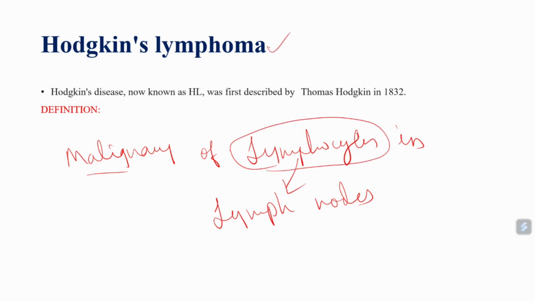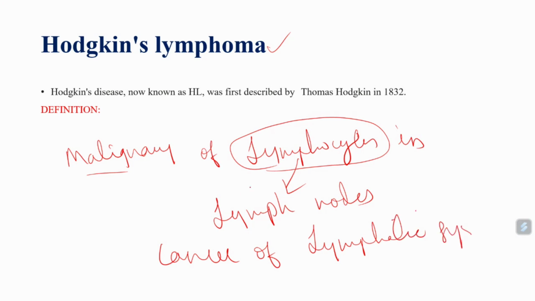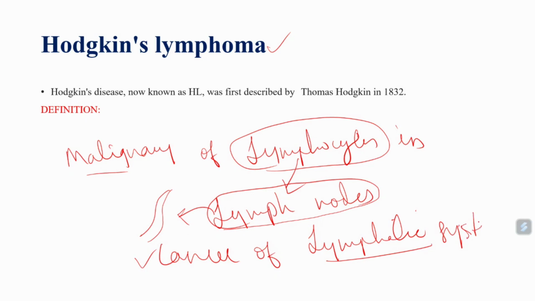And in simple terms, you can also tell it is the cancer of the lymphatic system, because these lymphocytes are not only present in lymph nodes. From the lymph nodes they travel from one lymph node to another through the lymphatic vessels. Because of that, we can simply say it is the cancer of the lymphatic system. Okay, this is the best definition. This is the simple definition I'm trying to make you understand.